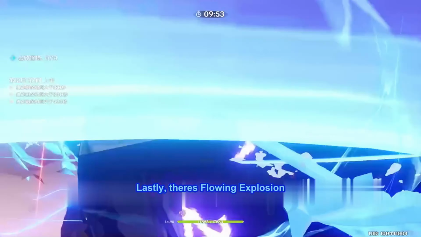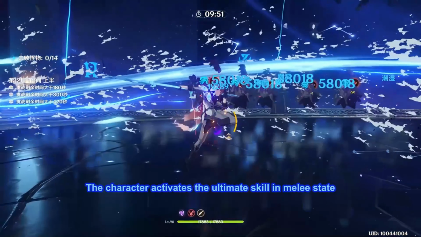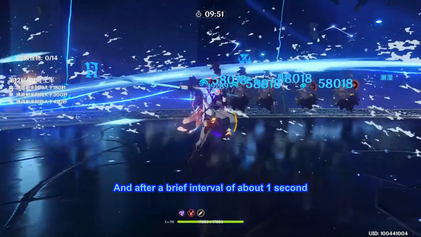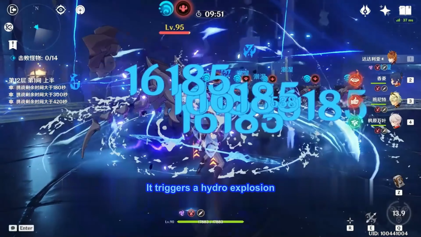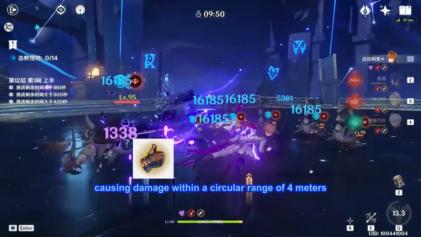Lastly, there's flow burst. Activate the ultimate skill. The character activates the ultimate skill in melee state. When hitting a mark, it will consume the mark. And after a brief interval of about 1 second, it triggers a hydro explosion. This hydro explosion has a radius of 4 meters, causing damage within a circular range of 4 meters.